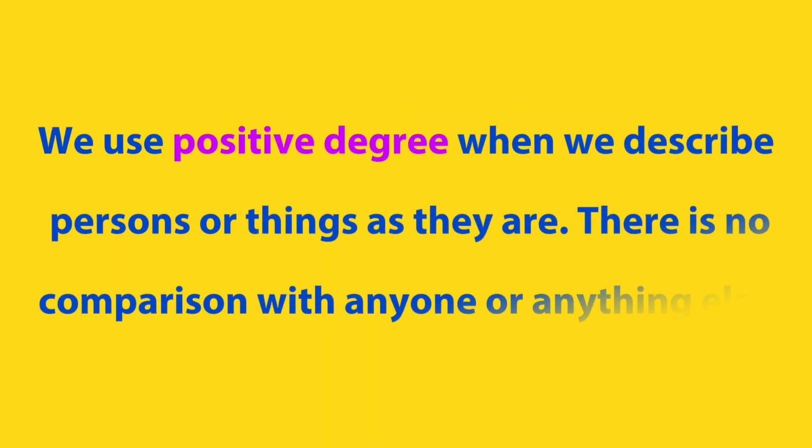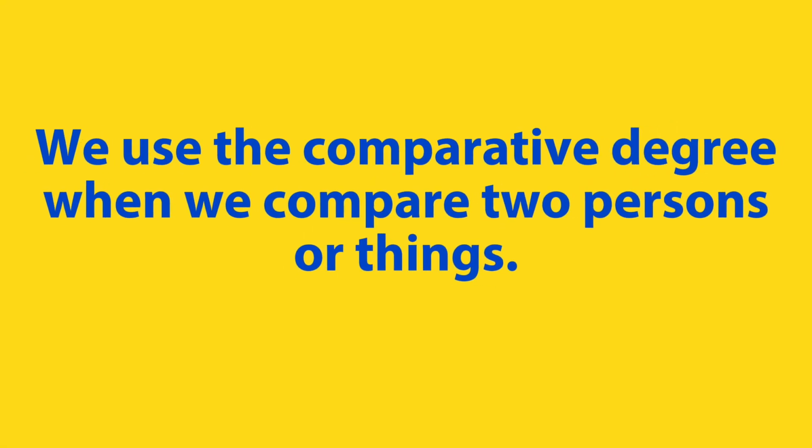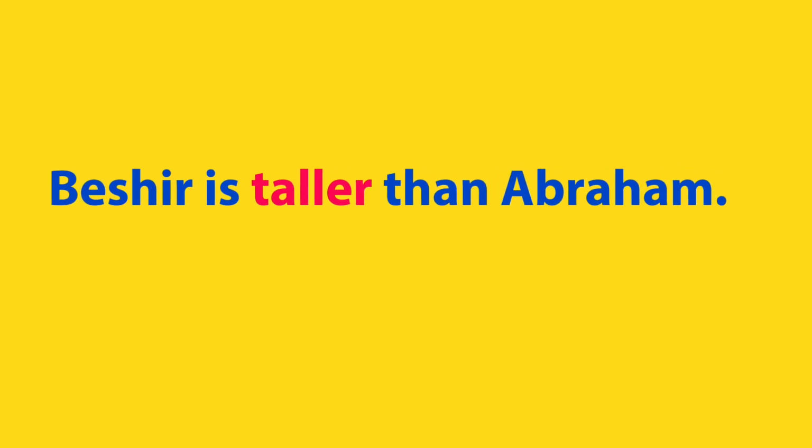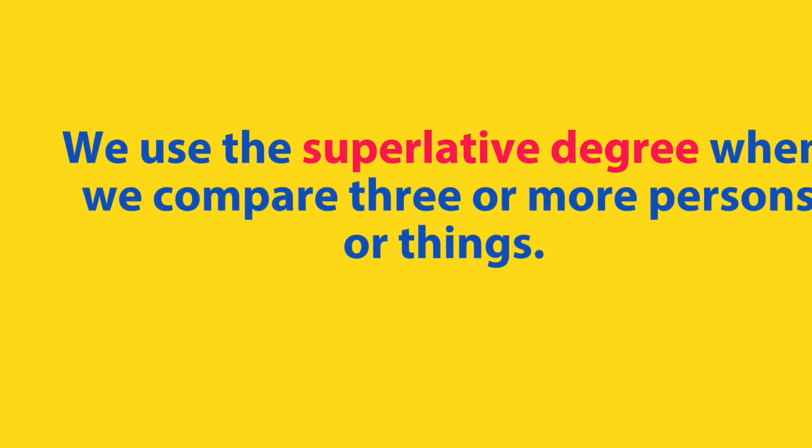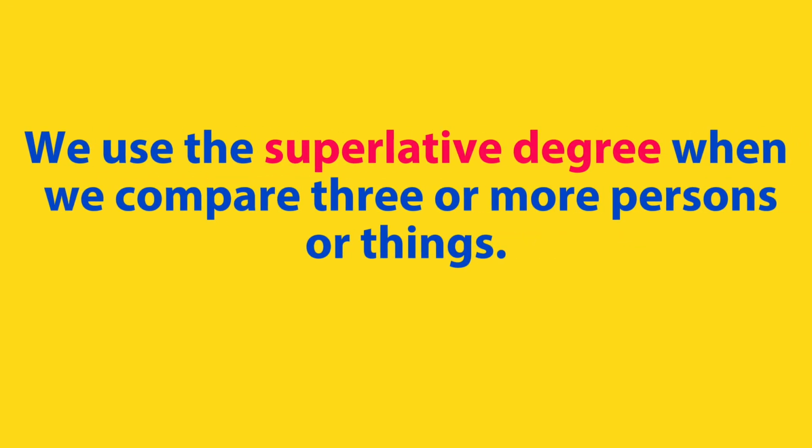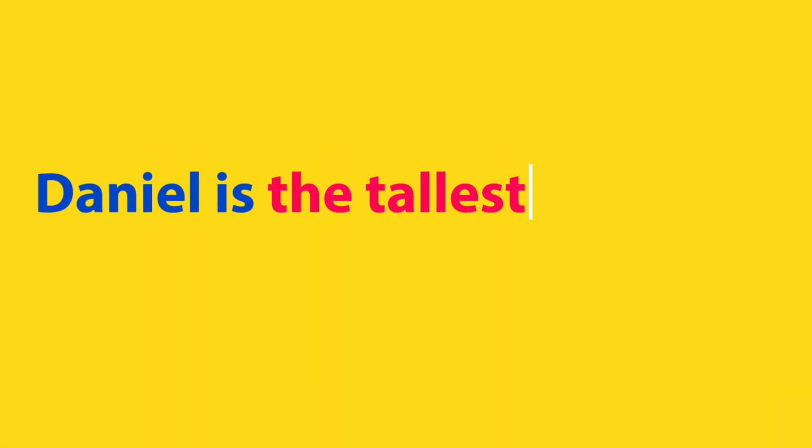We use positive degree when we describe persons or things as they are. There is no comparison with anyone or anything else. Example: Abraham is tall. We use the comparative degree when we compare 2 persons or things. Example: Besha is taller than Abraham. We use the superlative degree when we compare 3 or more persons or things. Example: Daniel is the tallest of all.